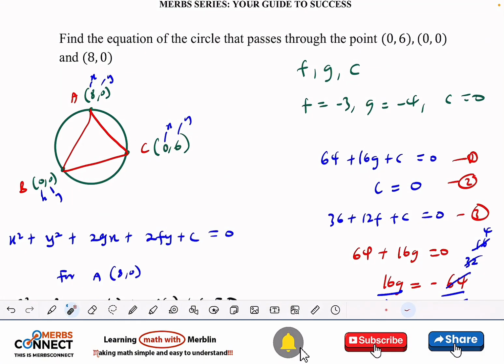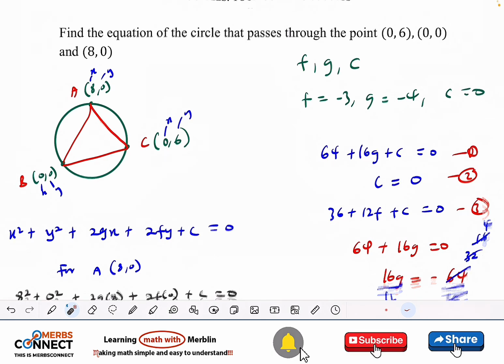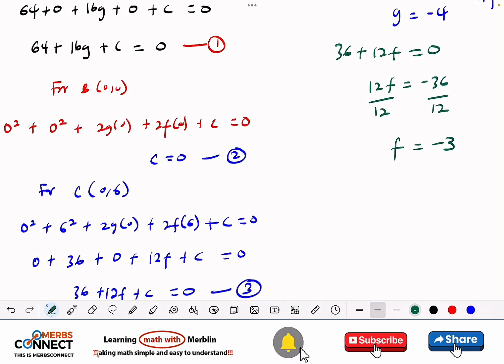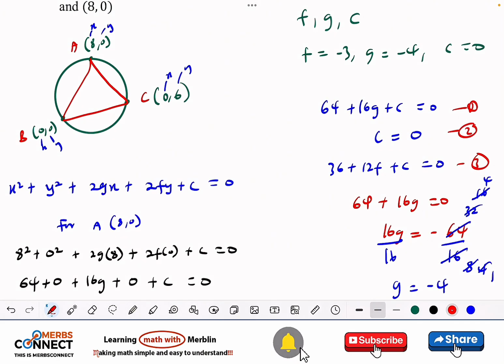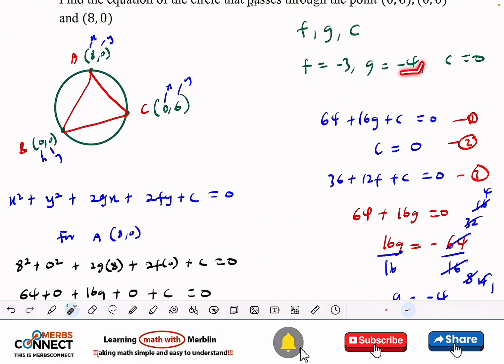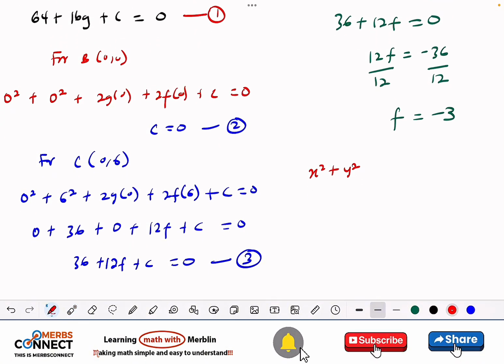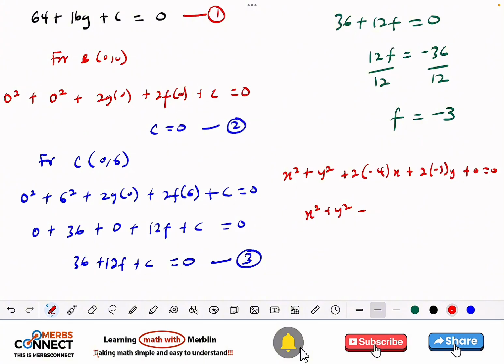So when we have gotten those things, then you just come and put them inside. We assumed something. So we assume that this is the equation of the circle. So now we need to plug it in so that we get the complete equation of the circle. So the complete equation of the circle is x squared plus y squared. Then what is g? g is minus 4. So I plug it in there. So I'm going to have plus 2 times minus 4x plus 2f, which is minus 3, times y, and c is 0. So plus 0 is equal to 0. So simplify, and we have x squared plus y squared minus 8x.